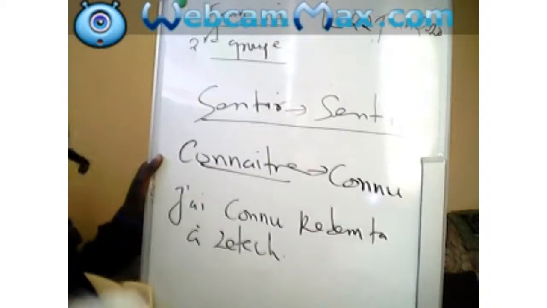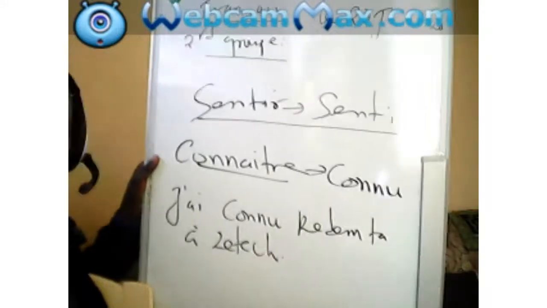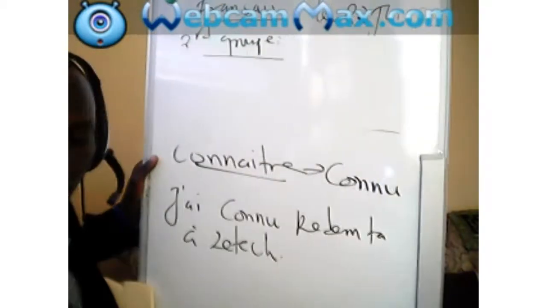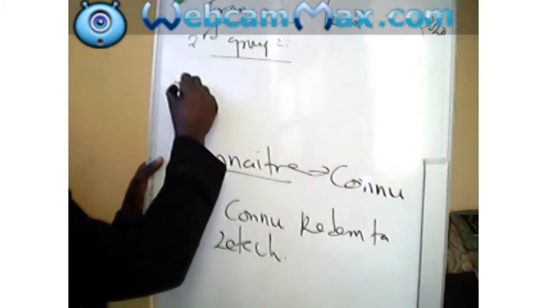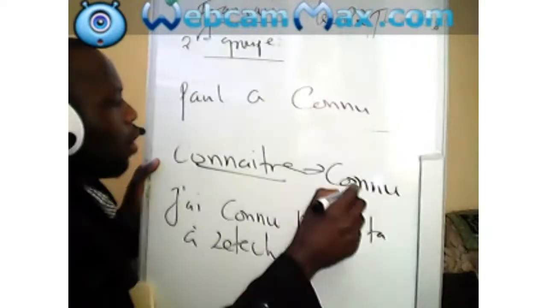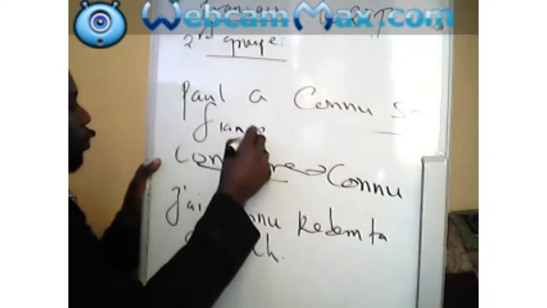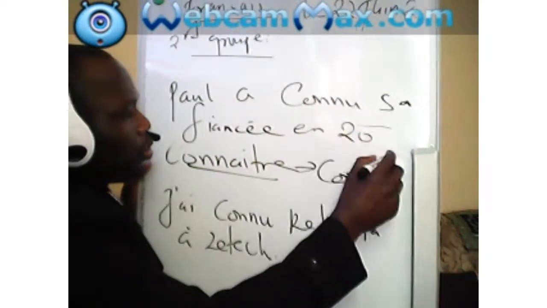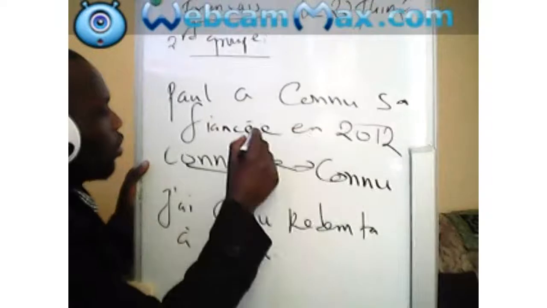I don't know where you knew each other, depending on the person you know. J'ai connu Redemptor Azitek. Okay? So on the same, you can say, Paul a connu sa fiancée en 2012. Paul a connu sa fiancée en 2012.